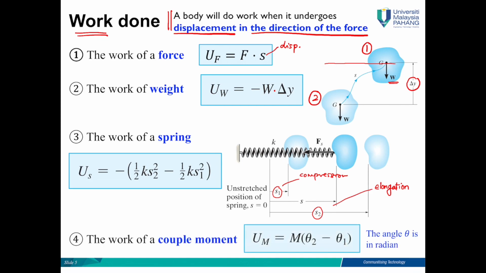And the last type of work done is the work of a couple moment. Whenever a moment is applied to a rigid body undergoing rotation, you can calculate the work done by the couple moment, which is equal to the moment multiplied by the change of angle. This is the angular displacement. All right, that is a little bit of the definition of work done.